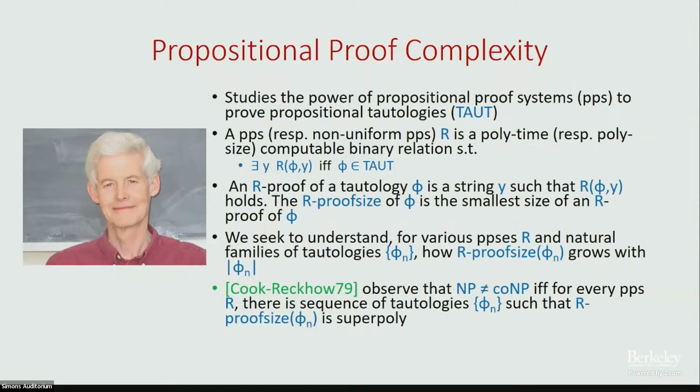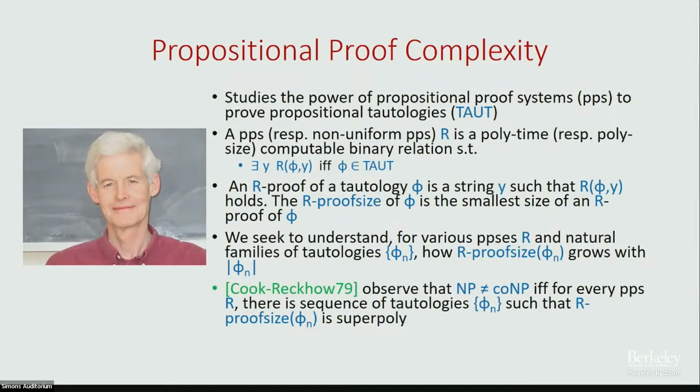We're interested in whether tautologies have short proofs or not. So given a tautology of size n, we're interested in how large a proof it requires in a given proof system R. So the R proof size of phi is the smallest size of an R proof of phi. And we're interested in sequences of tautologies, understanding how the proof size grows with the size of the formula. So how large proofs do we need for given formulas?